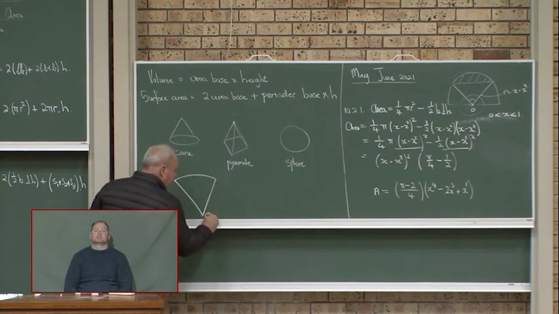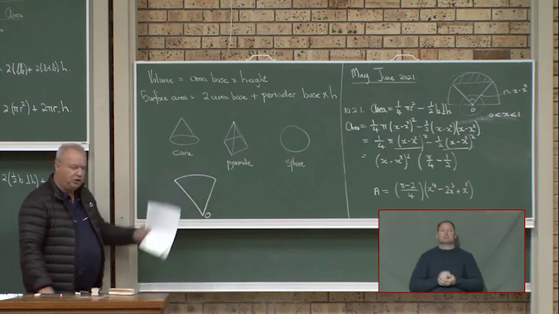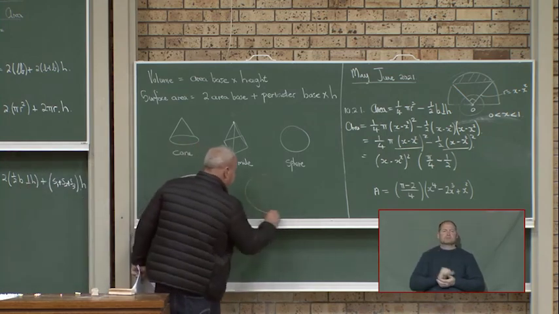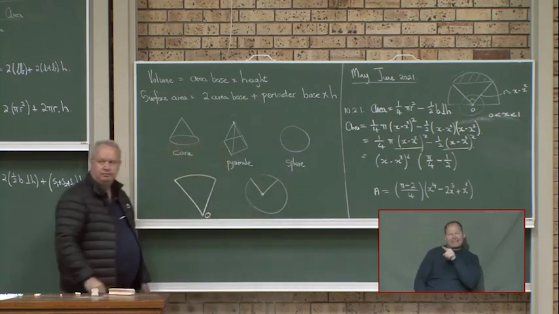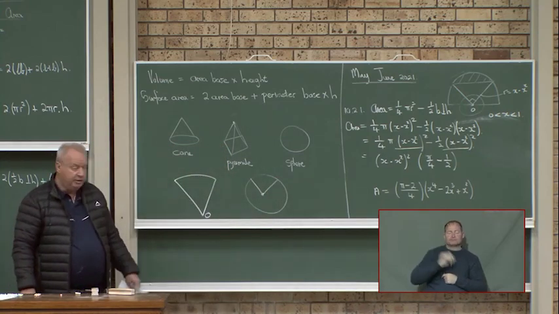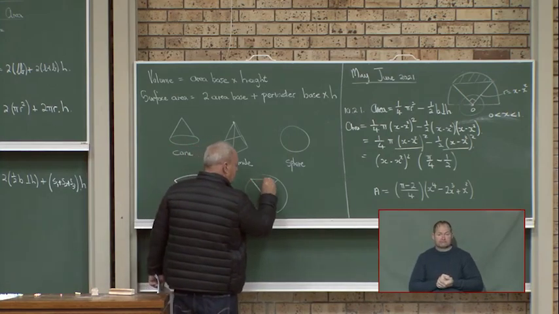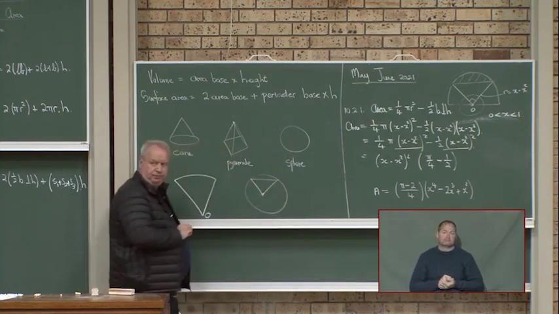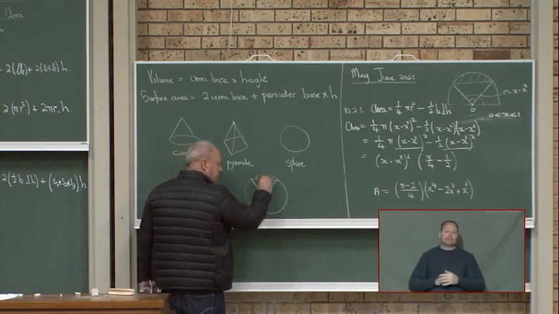Right. This O is the center of the circle, correct? What do we call this part of a circle? This part, there's the full circle. Do you see? What do we call this part? A sector. Do you see that? Now, this here is a triangle, correct? And this here is the segment.